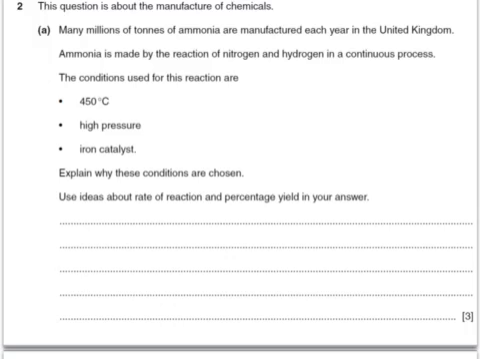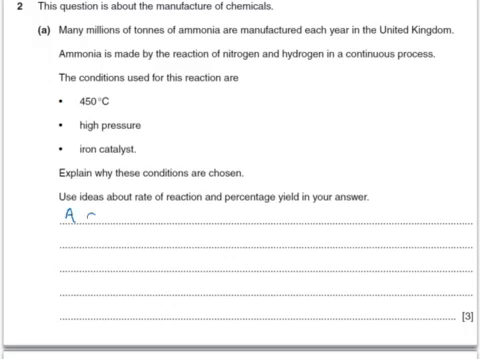Here's a past paper question. This question is about the manufacture of chemicals. Many millions of tons of ammonia are manufactured each year in the United Kingdom. Ammonia is made by the reaction of nitrogen and hydrogen in a continuous process. The conditions used in this reaction are 450 degrees, a high pressure and an iron catalyst. Explain why these conditions are chosen. Use ideas about rate of reaction and percentage yield in your answer.